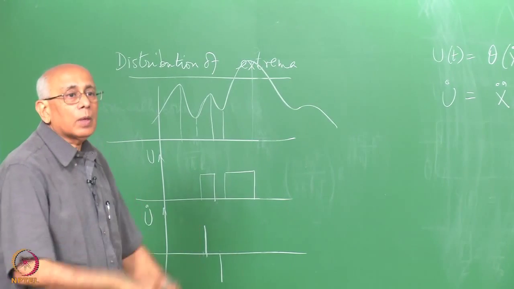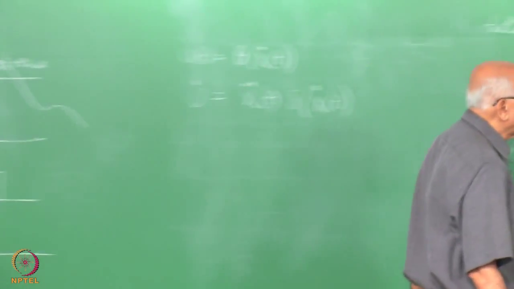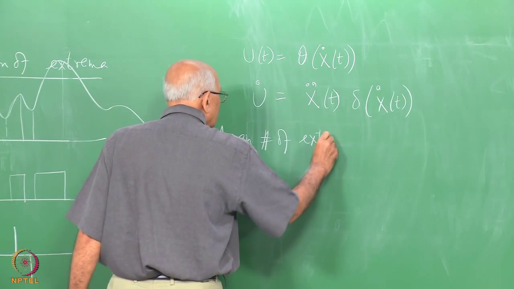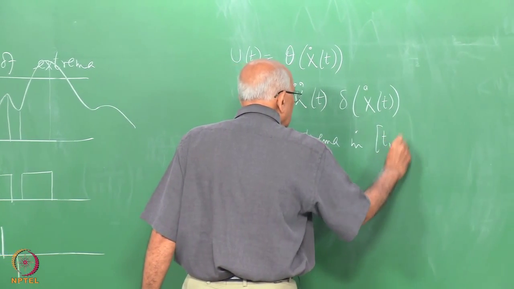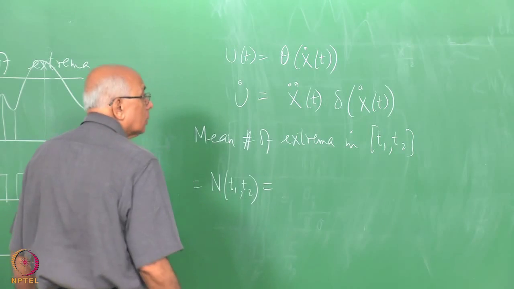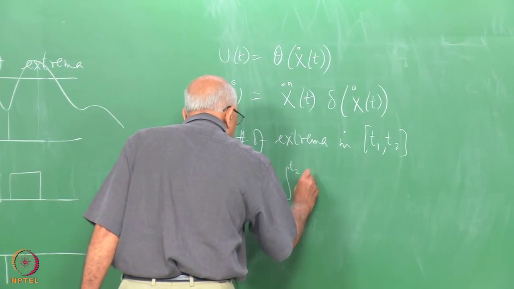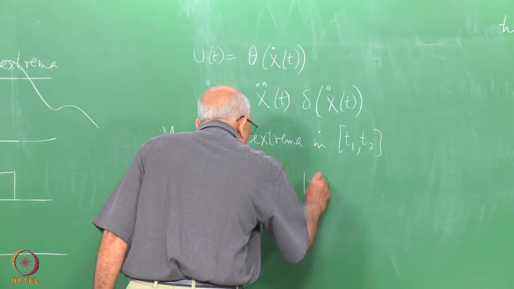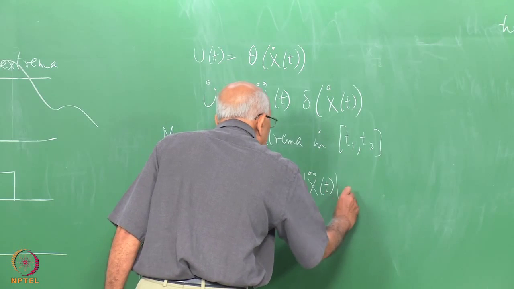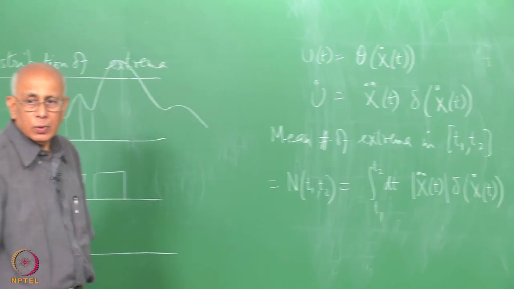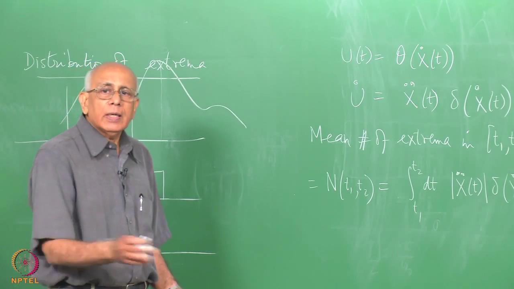So now I could ask, okay, what about the mean number of these extrema in some time interval? So the mean number of extrema in T1 to T2 equal to n of T1 T2. This is equal to an integral from T1 to T2 dt, and then I have to compute this quantity here. So the number would say, take modulus here, x double dot of t delta of x dot of t. Formally, this is what it is. What I am interested in is over all realizations, I want to know the mean number.